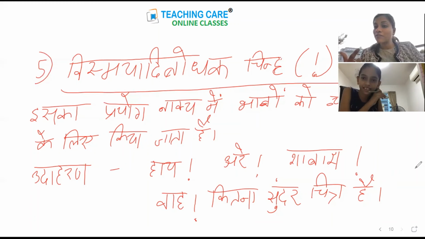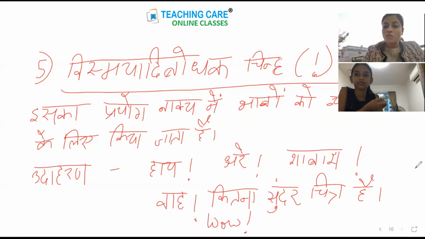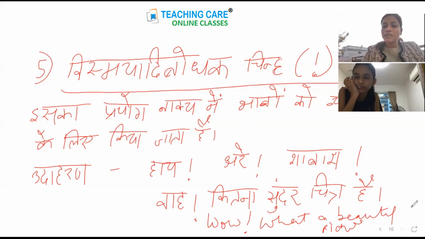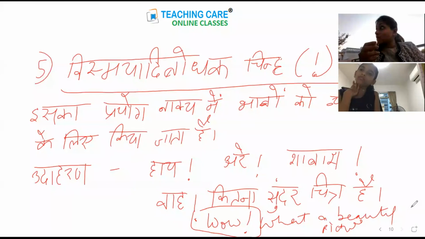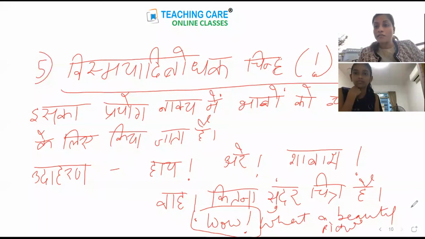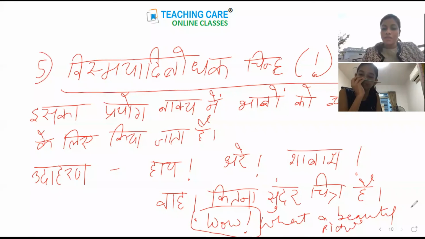So these all kind of expressions are feelings, right? So same in English, Hindi. Hai, are, shabash, wah, kitna sundar chitra hai. Wow, what a beautiful picture. In English, we talk out like this. So if I write down the same sentence in English, I will put the exclamatory sign after wow. Even I can put the exclamatory sign at the end of what a beautiful picture. But here in Hindi, we will put the exclamatory sign after wah. Wah, kitna sundar chitra hai. Right? Noted? Yes. Okay.